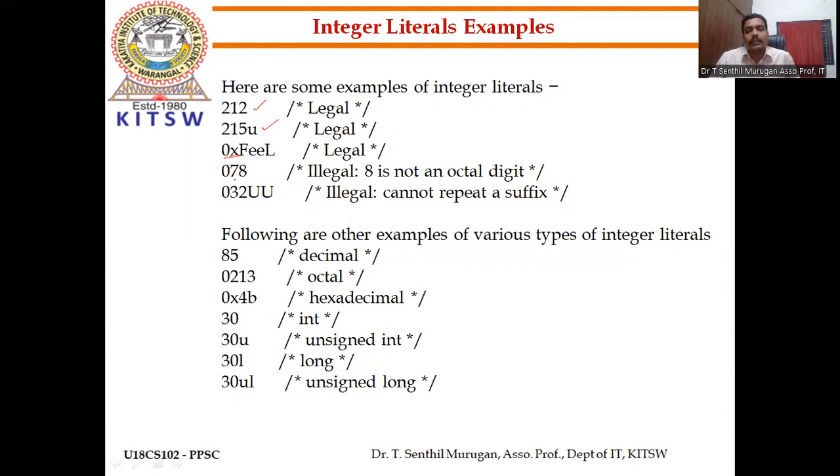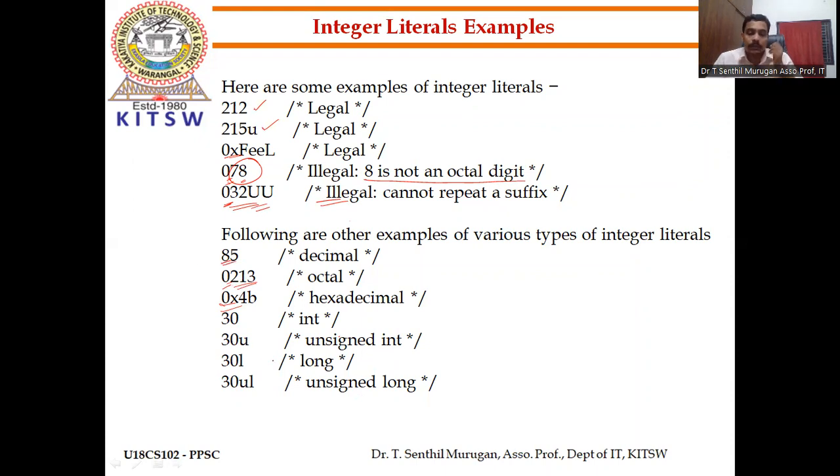Here 078 is not an octal number, since 8 is not an octal digit. So digits below 8 should be there. If starting with 0 but an 8 or more is there, that is wrong. That's why they say 8 is not an octal digit. They say illegal. Here also, starting with a number and then using U, that is also illegal. Hexadecimal will start with 0x. Octal number will start with 0, but the digits should be below 8.